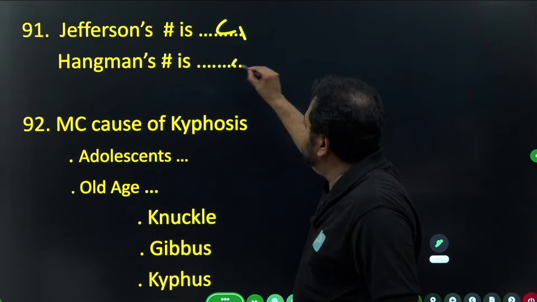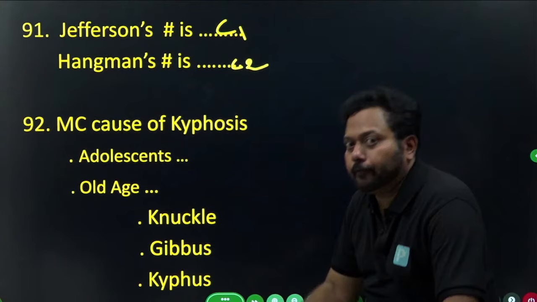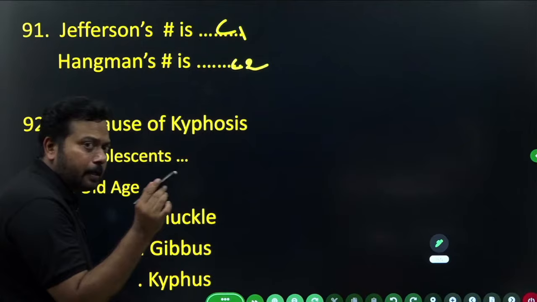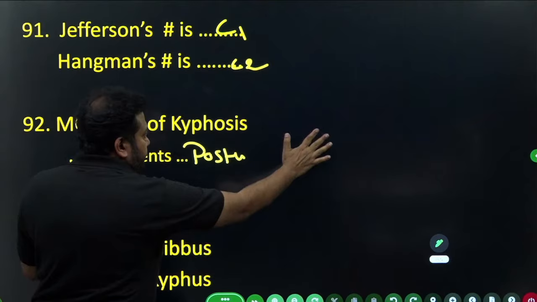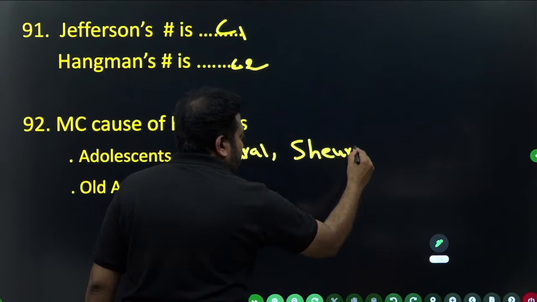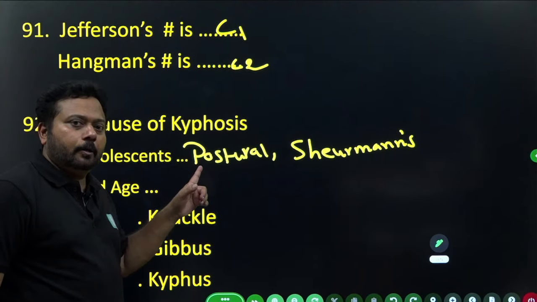Most common cause of kyphosis, the opposite of lordosis, hunchback. When an MCQ appears like this, search what age they have given. If it is adolescents or young adults, the most common cause of kyphosis is postural. The second common cause is Scheuermann's, which I told you is the osteochondritis of the vertebral body, Scheuermann's disease.